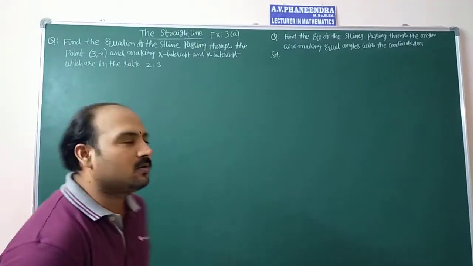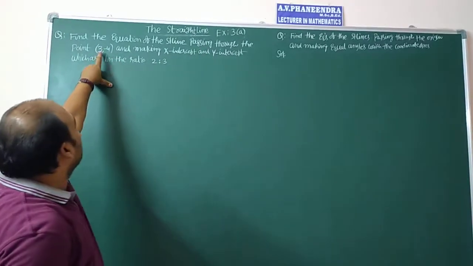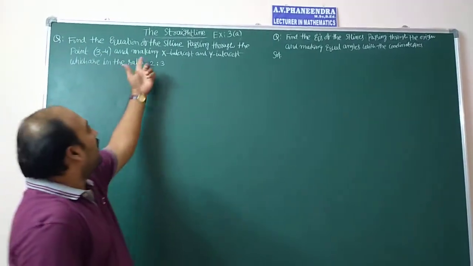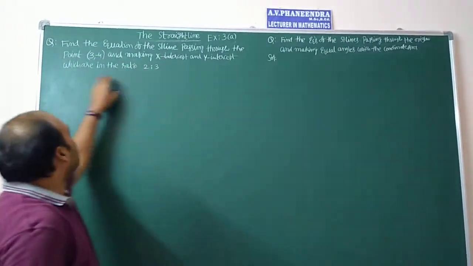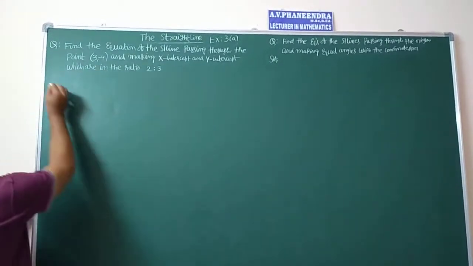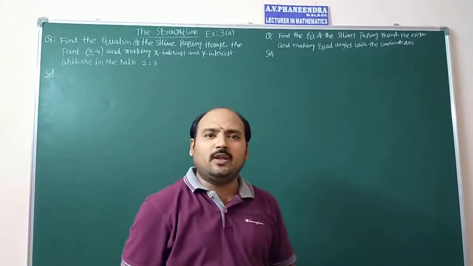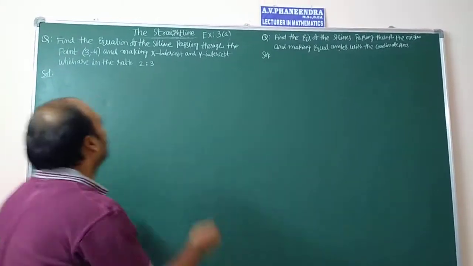Next question. Find the equation of the straight line passing through the point (3, -4) and making x-intercept and y-intercept which are in the ratio 2:3. Again, whenever intercepts are there, we need to apply the intercept form of the straight line.